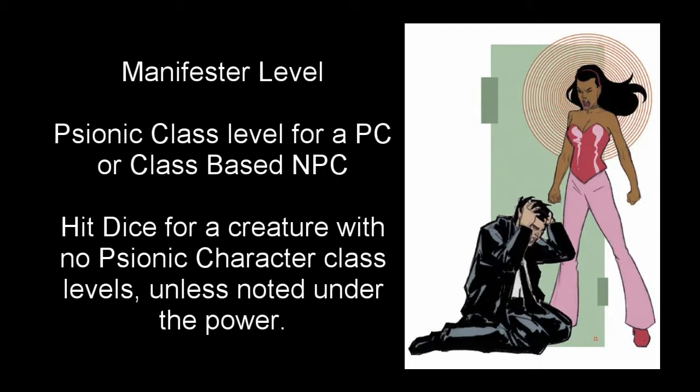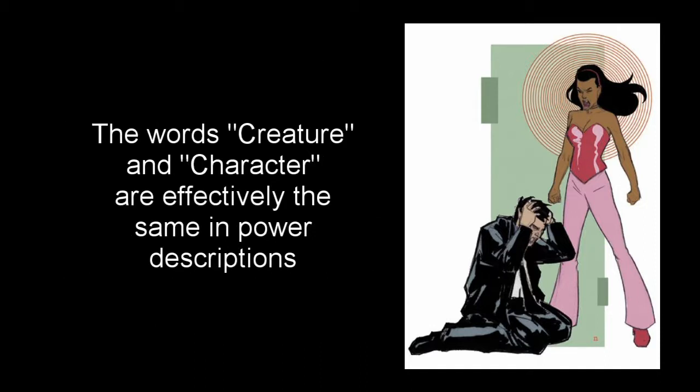Manifester level is basically the strength at which a power is manifest. If it mentions whatever your psionic class is, whatever level you have in that character class is your manifester level. Creatures that don't have manifester levels, basically don't have levels in battle mind or telepath that have psionic powers, will have their hit dice be used in place of their class levels unless specified. So if I have 5 hit dice as the example again, and I manifest a power, my manifester level will be 5, unless noted. Creatures and characters are words that are often used in descriptions, and they're effectively interchangeable. They're synonymously the same thing.